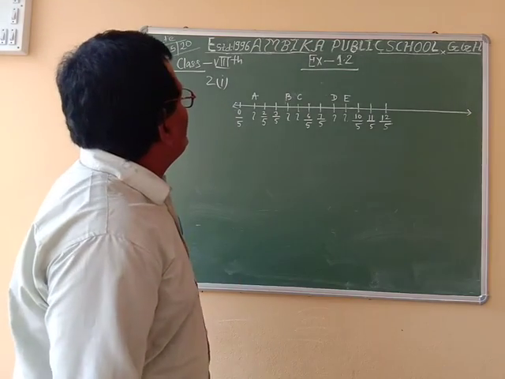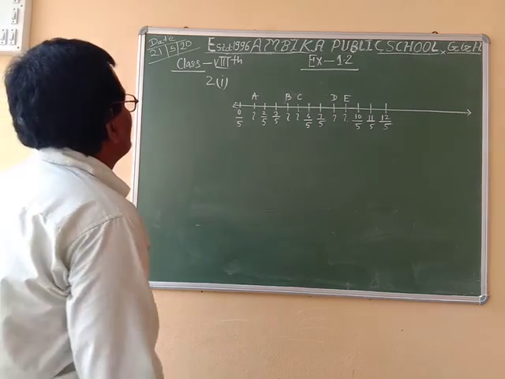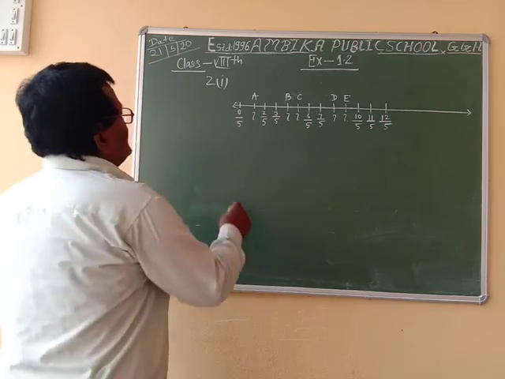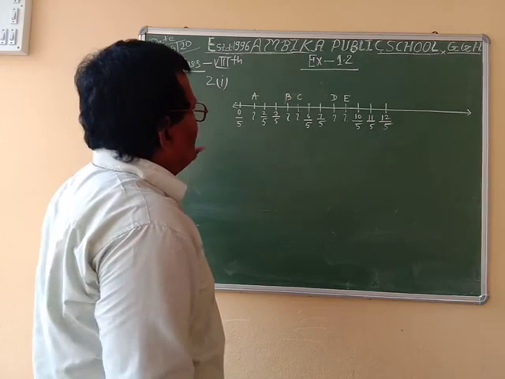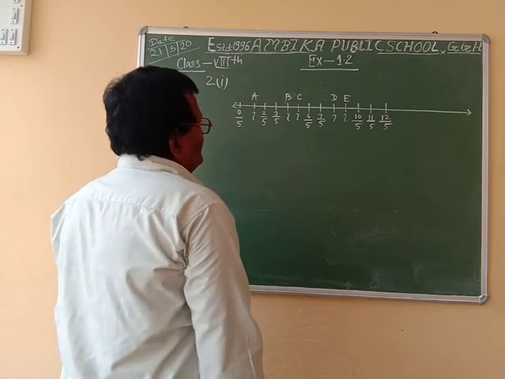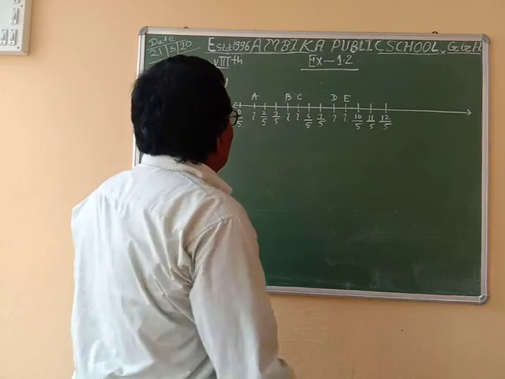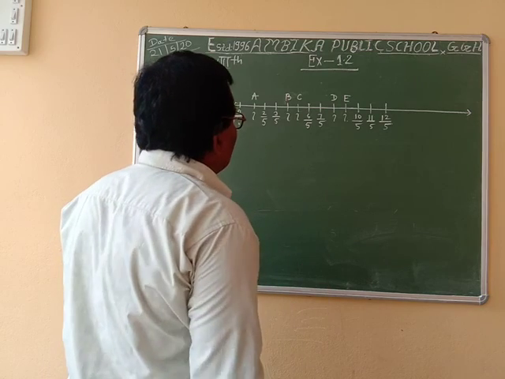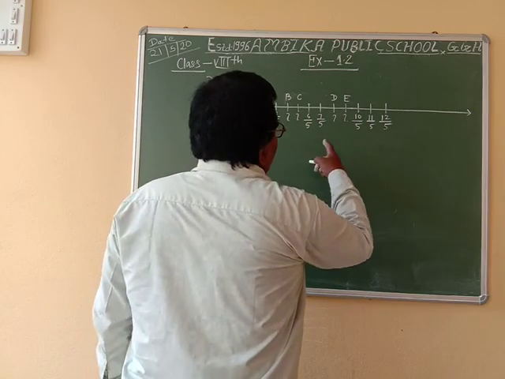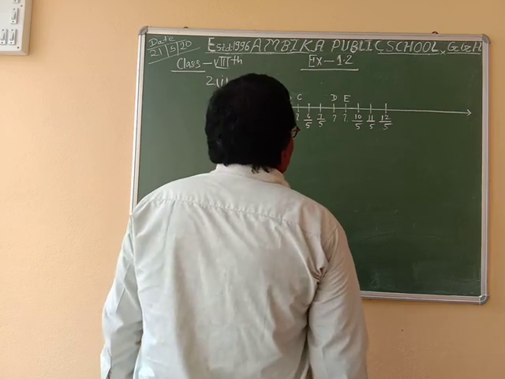In this period, I am going to solve problems of exercise 1.2. Question number 2.1 is the problem, so I am going to solve it. Here we see the number line. We see that all parts on the line are divided into 5.